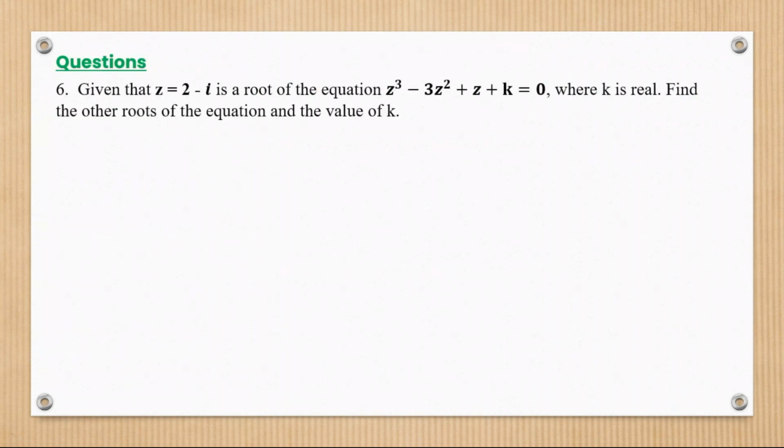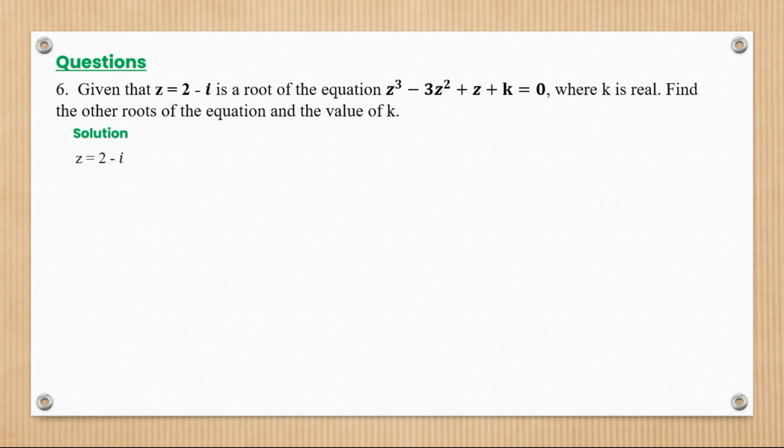Question number 6. Given that z is equal to 2 minus i, so here we've already been given a root, is a root of the equation where k is real. Find the other roots of the equation and the value of k. So this is as easy as the former one.